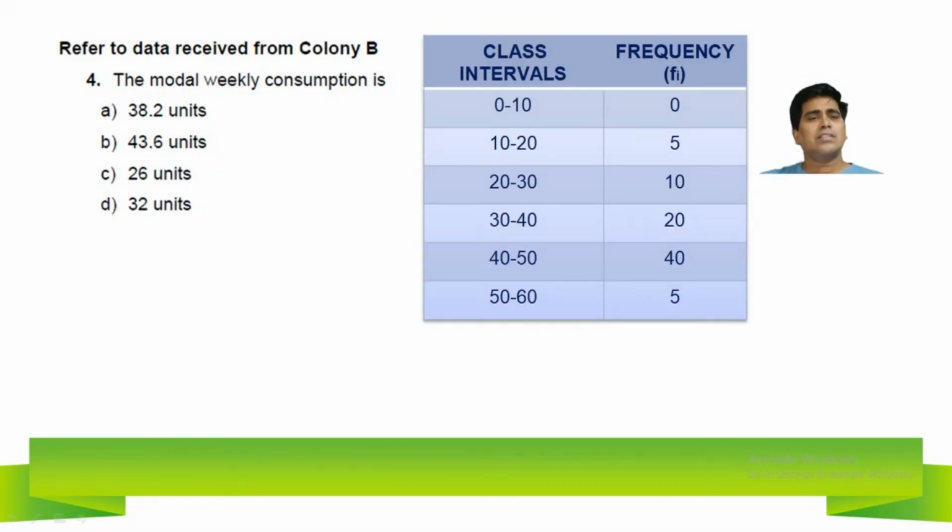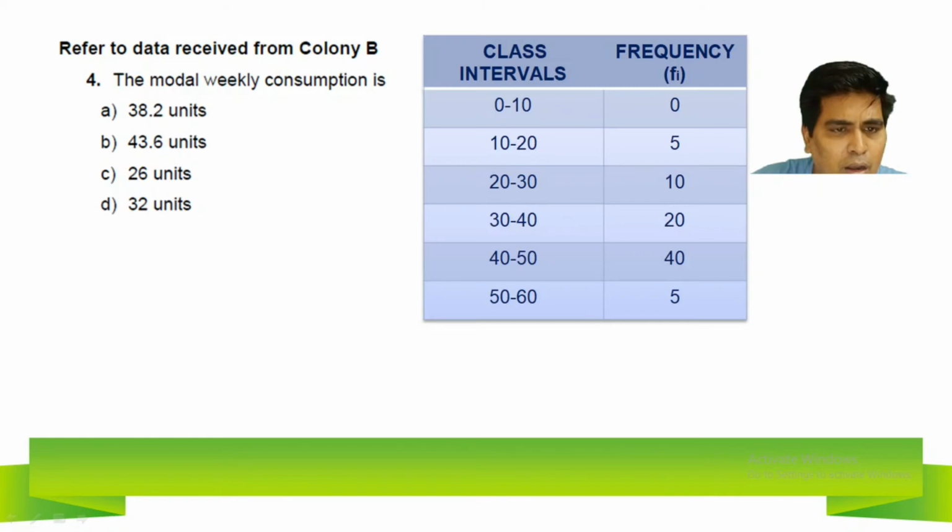Next, this is very, very important. Many children do it wrong here. Refer to the data received from colony B. So this is the table I have taken here. It is shown to you, that is table B. So he is asking here for the mode.